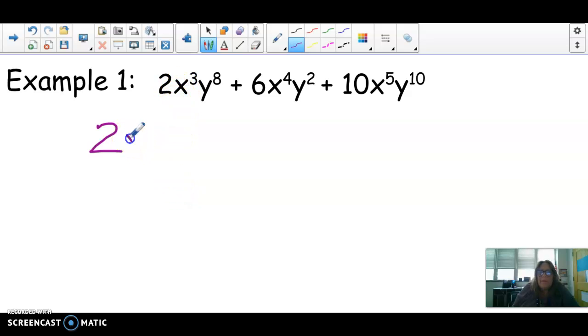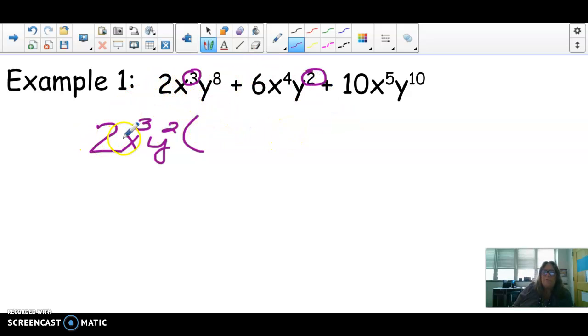Then I'm going to look at my x's. I have an x in each one of my terms. Then I look to see what's my smallest x. Well, my smallest exponent for x is 3, so I'm going to take out an x cubed. Then I have a y in all 3 of my terms, and I look for my smallest exponent for y, and that's going to be y squared. So I take all of that out, and now I have to multiply back to see what's left when I take all of that out.